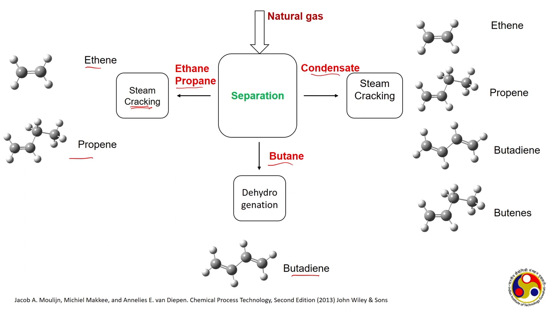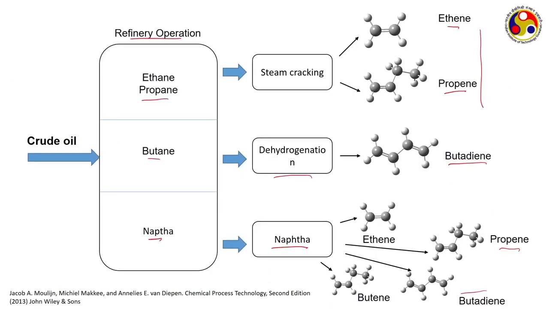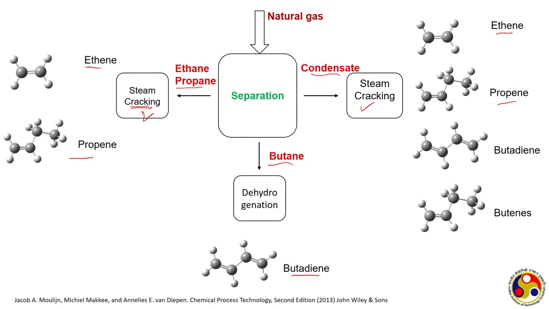Again, you do a steam cracking on the condensate. These are different processes. That is why steam cracking is very important. So, from natural gas you can produce all the precursors for the polymer industries: ethene, propene, butene, butadiene. Okay, this is another way. First we saw from crude oil, now it is from natural gas. This was the previous slide. We just saw from crude oil how we are producing the monomers for petrochemicals, and from natural gas how we are producing the monomers.